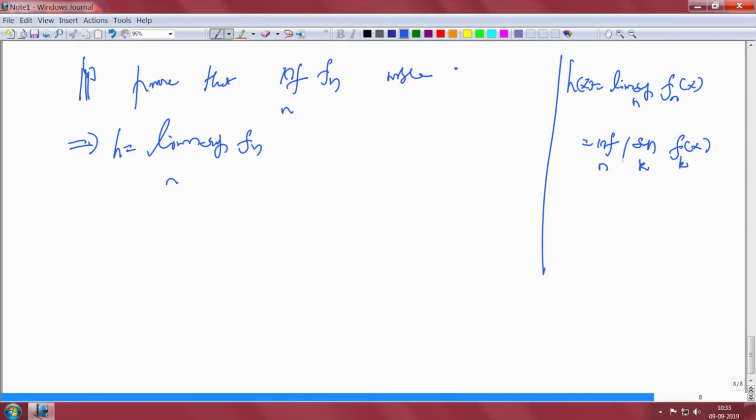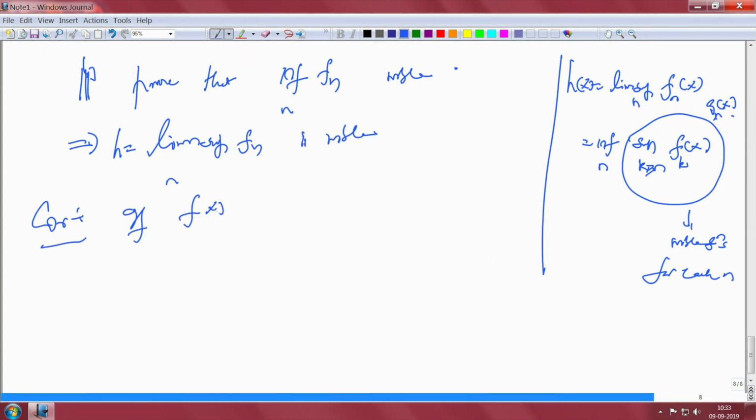These are measurable functions, these are k greater than or equal to n. So, these are measurable functions for each n, right, call that gn if you like. Then I am taking infimum over it. So, infimum of measurable, supremum of measurable functions is measurable. So, Gn's are measurable. Then I take the infimum, that is also measurable. So, this is measurable.